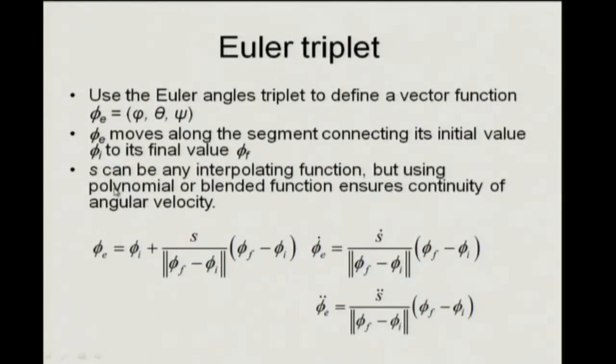Now, what you do is you take these Euler triplets phi theta psi, an ordered set of scalars, which is one notation for a vector. So, you define this vector phi e. Now this phi e moves along this virtual segment in 3 space going from initial value to the final value. It does not matter whether it is x, y, z coordinates; instead of x, y, z, if it is phi theta psi as the 3 coordinates, it will trace a mathematical path in space. It does not correspond to a physical path in space as we see it.